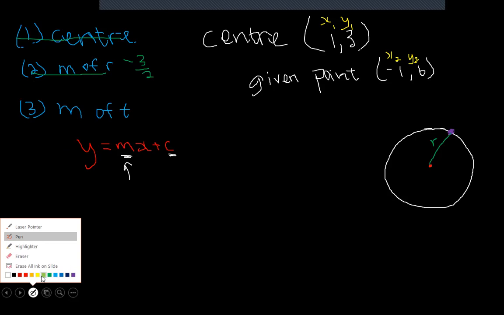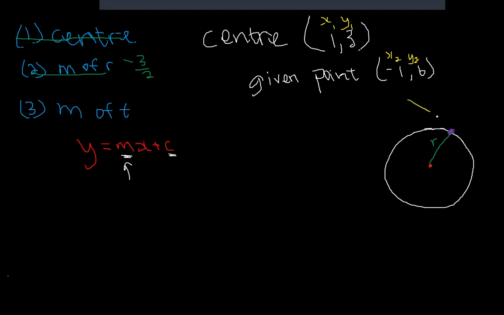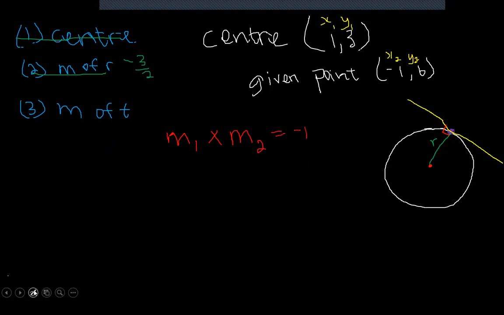And here's where the gradient of the radius plays a part. This yellow line is a tangent, it touches the circle only once. And we said in a previous class that the radius, this green line, is perpendicular to the tangent, the yellow line. Perpendicular means they meet at a right angle. When we were doing straight lines, we said that if lines are perpendicular, then the product of their gradients gives -1. So m1, the gradient of the radius, times m2, the gradient of the tangent, gives -1. So m1 is -3 over 2, times m2, the gradient of the tangent, which we're trying to find, equals -1.